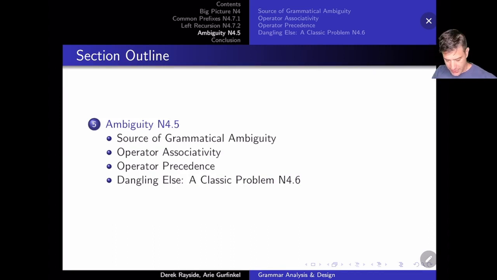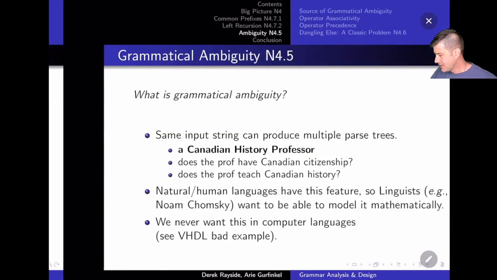So I don't see any questions yet. The next topic is ambiguity. Ambiguity means that the same string can be parsed in multiple ways. That is, we can create multiple parse trees from the same string. Or that means that we can have two different derivations in the same grammar that end up in the same string.